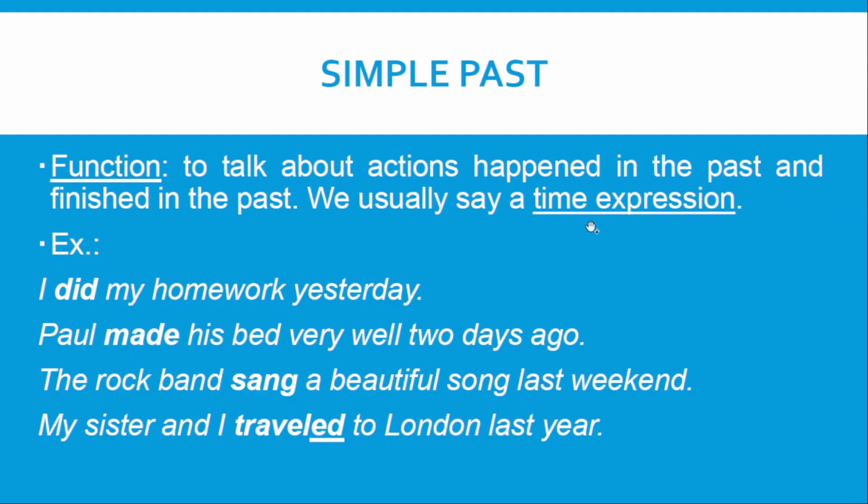Here we have 4 examples. Here, I did my homework yesterday. Pay attention, this is a positive form. And that's why the verb did is the main verb. This is not the auxiliary verb, class. Because did is the past form of the verb do. Do is an irregular verb. In the past we say did, right? I did my homework. But when? Yesterday. Yesterday is the time expression.